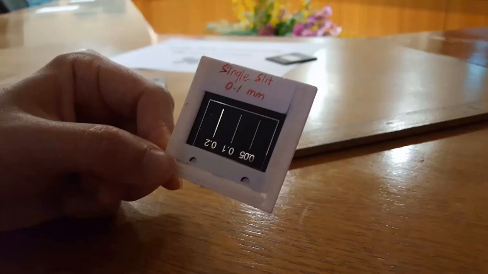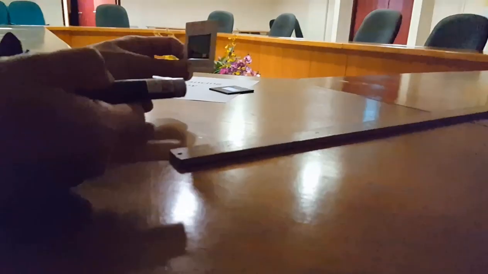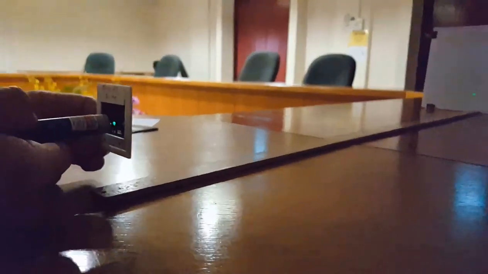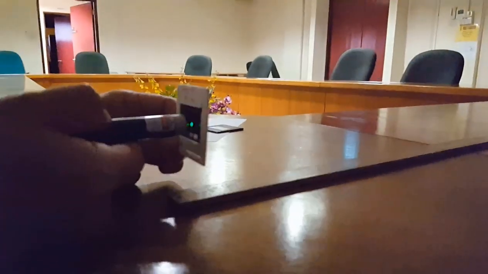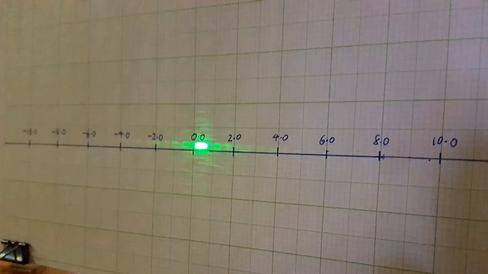Hello everyone. If we shine a laser beam through a single slit, one narrow slit, can we get an interference pattern? No, right? One slit, one light wave. How can a light wave interfere with itself, right? Surprise, we get an interference pattern.